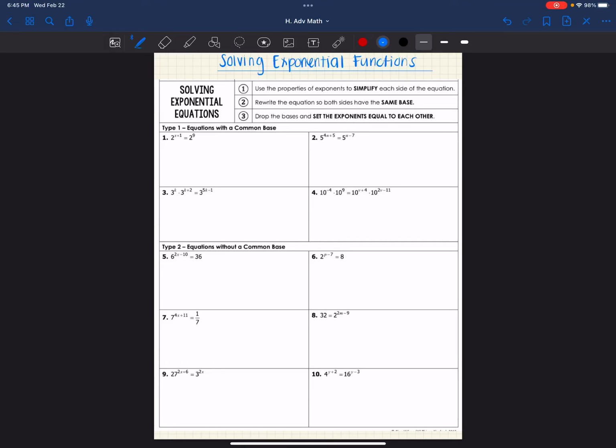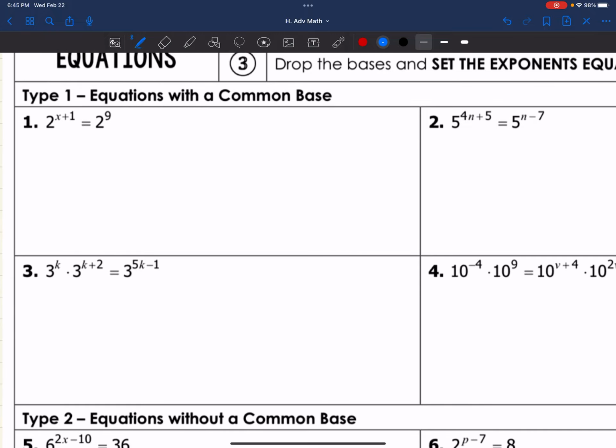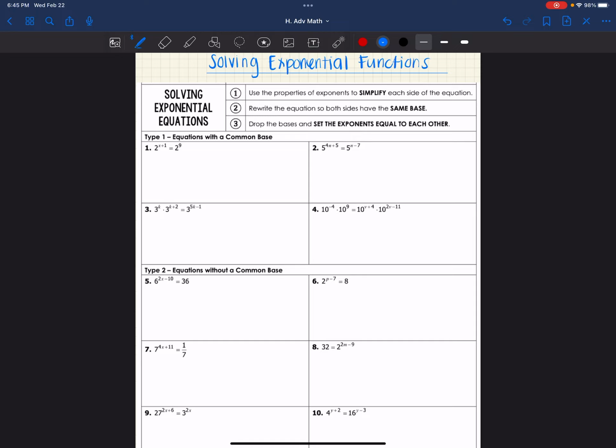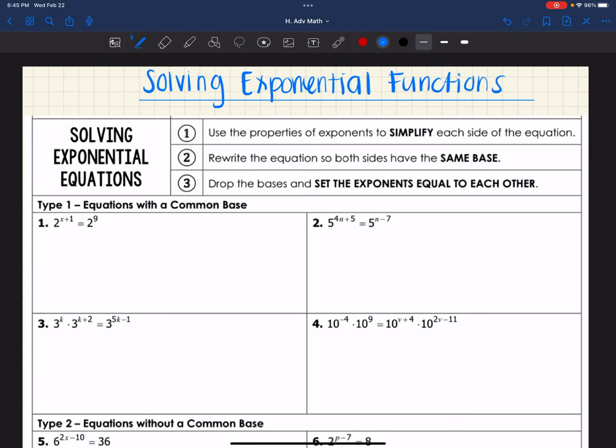Hey everyone, so the title for today's notes is Solving Exponential Functions. Let's go ahead and go straight into it. So an exponential function, remember last time we talked about it, exponential functions are functions where the variable is in the exponent. So these are all exponential functions because if you look at the questions, the variables that we see are in the exponents.